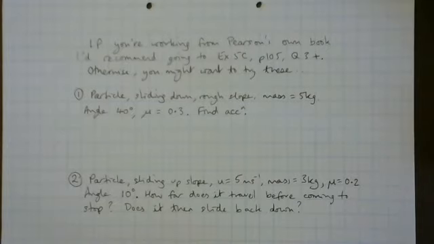So, a particle sliding down a rough slope: mass equals 5 kilograms, the angle's 40 degrees, mu equals 0.3. Just work out the acceleration. And in the second one, a particle is sliding up a slope. Its initial velocity is 5 meters per second, its mass is 3 kilograms, mu is 0.2, and the angle of slope is 10 degrees. How far does it travel before coming to a stop? And when it comes to a stop, does it stay there, or does it start sliding back down again? If you want to pause the tape there, I'll come back to those 2 questions in a few minutes.